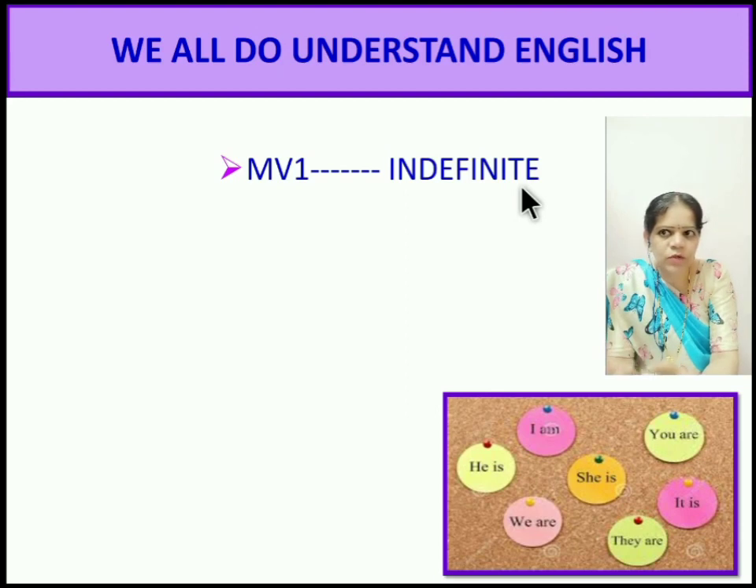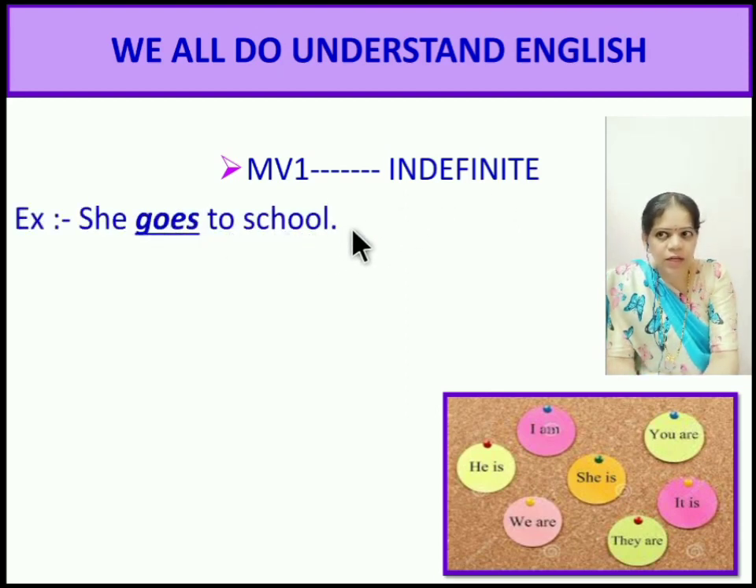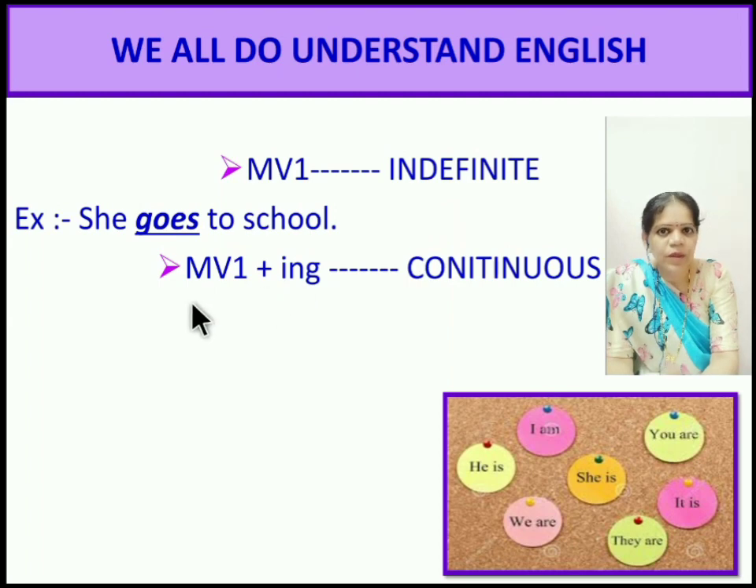For example, she goes to school. Does she go every day? Has she gone now? Not sure. It's not quite sure, but it is for sure that it is present tense. So she goes to school. It's a type of indefinite tense, right? You just need to remember this. It's a type of indefinite tense when MV1 is used over there, when the base form of verb is used.